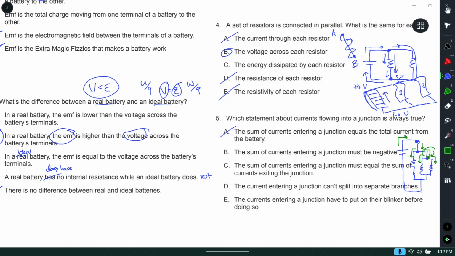No, I'm not even really sure how I would interpret that, to be honest. But then the sum of currents entering a junction must equal the sum of currents exiting. Yes, it is that one. What goes in must come out.